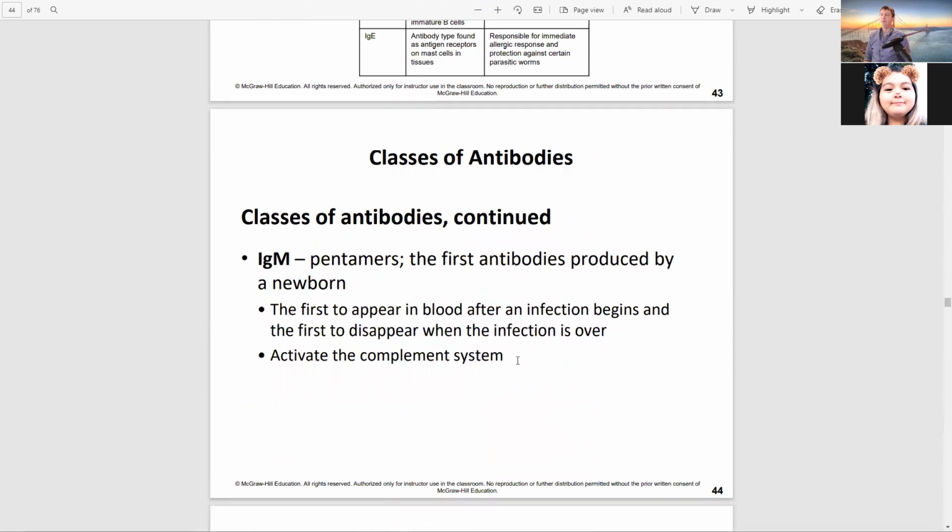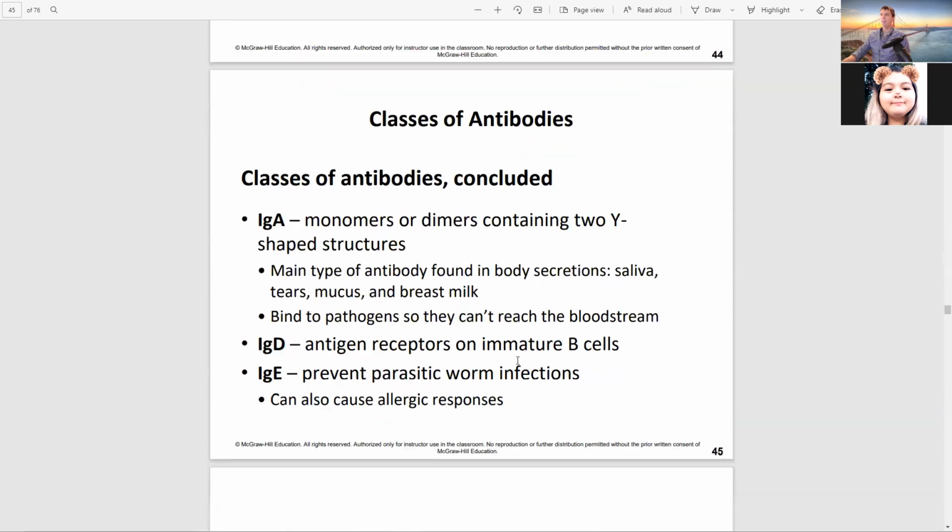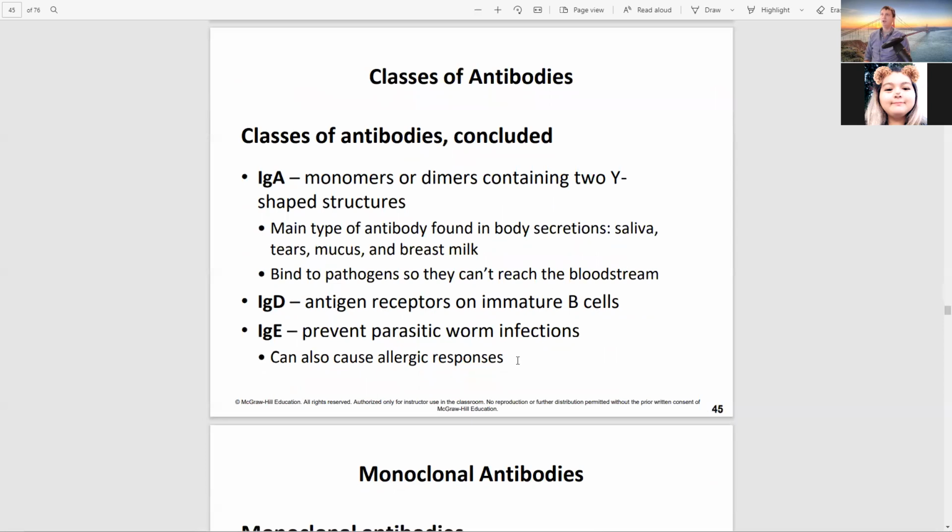IgM are pentamers. These are the first antibodies produced by a newborn. They first appear in blood after an infection begins, and they first disappear when the infection is over, and they activate the complement system. IgA are monomers or dimers containing 2 Y-shaped structures. It's the main type of antibody found in body secretions: saliva, tears, mucus, and breast milk. They bind to pathogens so they can't reach the bloodstream. IgD is an antigen receptor on immature B cells. IgE prevents parasitic worm infections. IgE can also cause allergic responses.